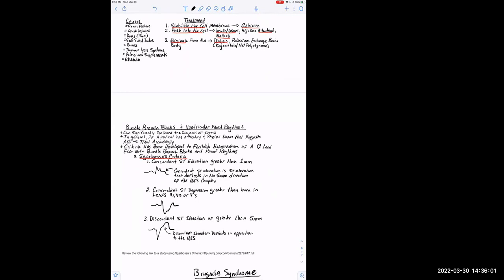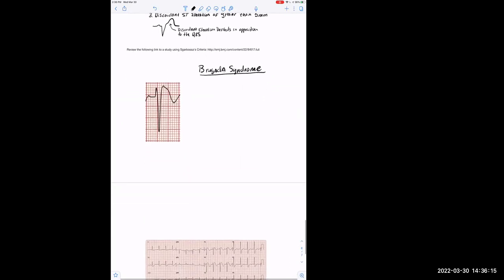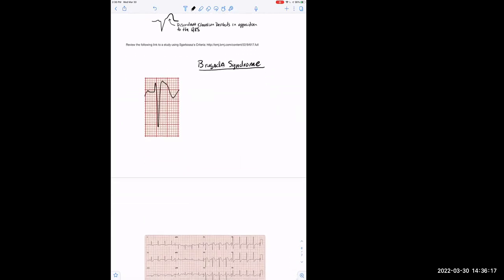Now, bundle branch blocks we are going to save for a little bit later, because we're going to talk about something called Sgarbossa criteria, and that takes a little bit of mental horsepower to wrap your head around. We don't want to really inundate you today, so that will be covered next week in detail. So you will appreciate bundle branch blocks and be able to identify them ad nauseum.